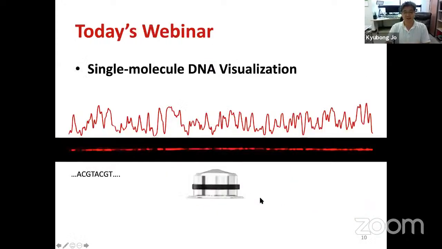Okay, so now I'm going to start my own research topics. Today's webinar topic is single molecule DNA visualization. My research is usually about visualizing DNA molecules, and in this case we use very specific chemicals that stain the DNA. The sequence information is shown in this figure, and from this profile we can get what kind of sequences are in this DNA molecule. I want to call this microscopic DNA sequencing.